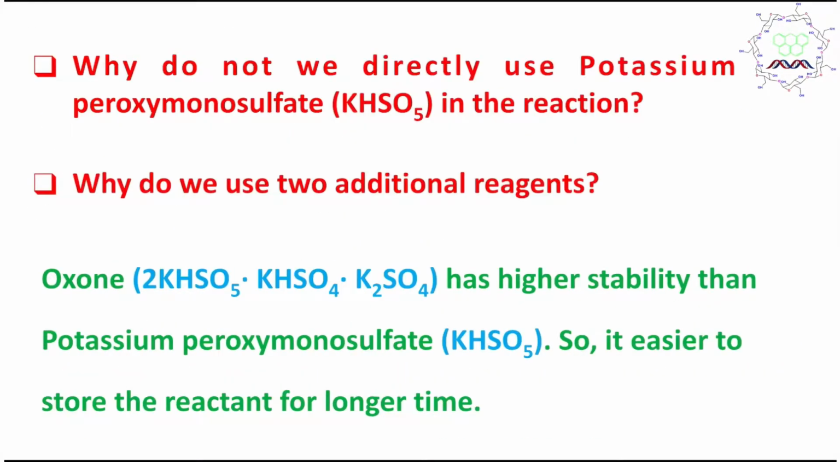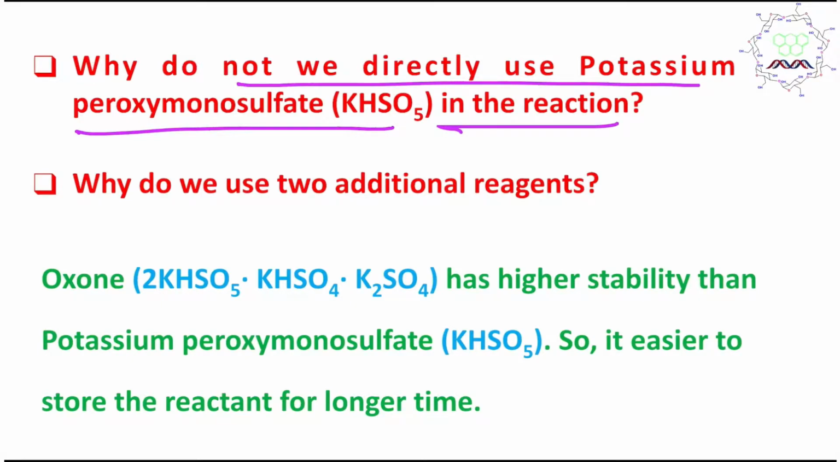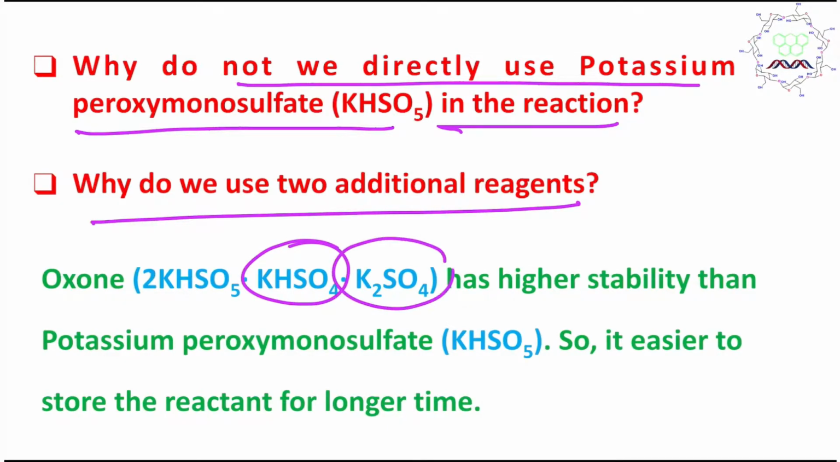Now, a simple question may come in your mind: why do we not directly use potassium peroxymonosulfate in the reaction, since it is the main component for this reaction? Or why do we use two additional reagents, means this potassium bisulfate or potassium sulfate? Because whenever we talk about any chemical, we try to reduce the use of chemicals as much as possible, because in every case there is some chemical wastage, disposal issue, green chemistry concept, etc. But in this case, why are these two chemicals, means this bisulfate and sulfate, used?